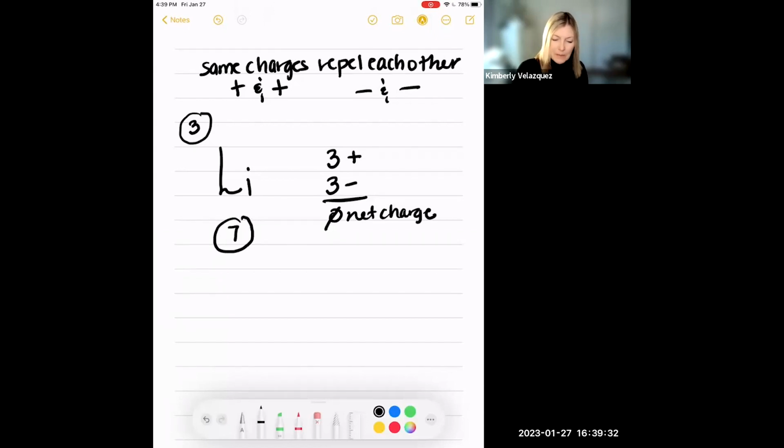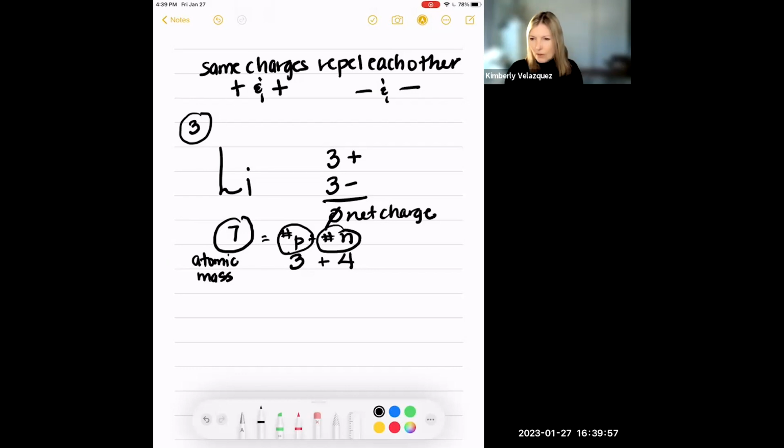Remember, this is the atomic mass, and that equals the number of protons plus the number of neutrons. If we know we have 3 protons, then how many neutrons must we have? It's going to be 7 minus 3, which is 4. So 4 plus 3 is what makes up that 7. So again, this is the atomic mass. And that atomic mass is made up of the number of protons plus the number of neutrons.